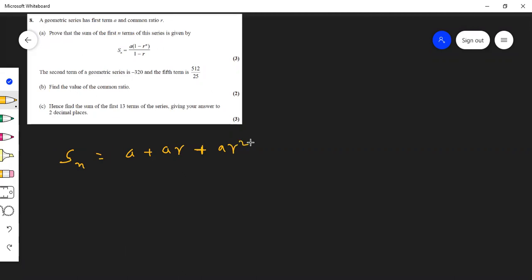So next will be ar squared, next will be ar cubed, and likewise this will go on to ar^4, and another term will be ar^(n-1). Just before ar^(n-1) we will have ar^(n-2), and then ar^(n-1). This means the power of r is increasing continuously by 1.